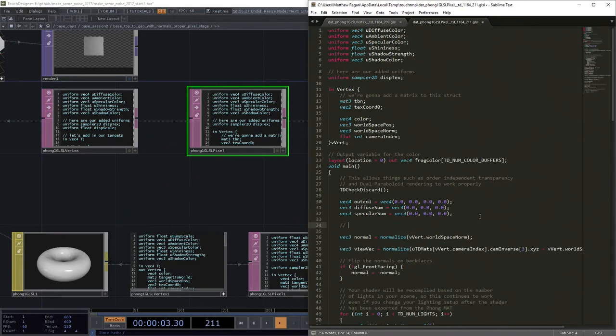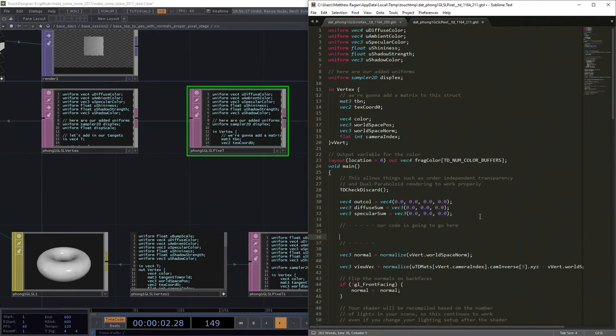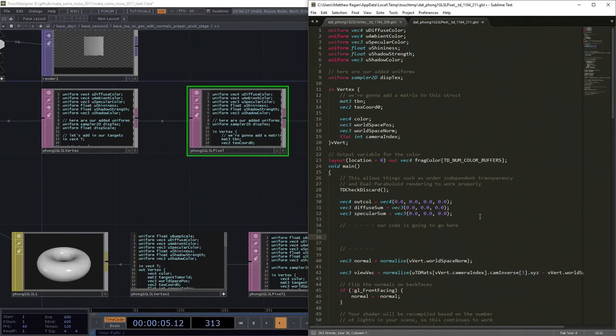Our code is going to go here. I'm doing this just so it's easier to see what we're up to. I'm going to copy this and stick that after our code block as well, just so we have an easy way to see it. Okay, so these lines, and I'm all about commenting here, these lines set up our normal recalculation.